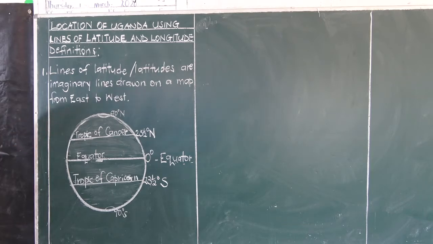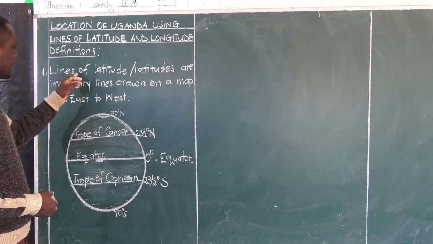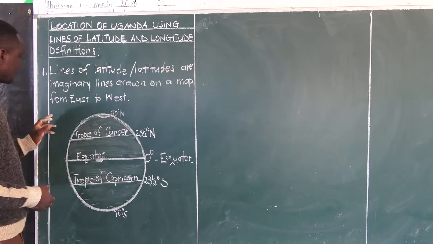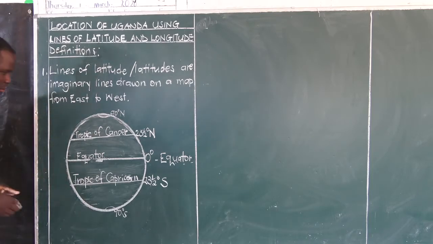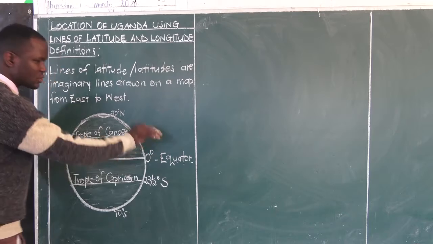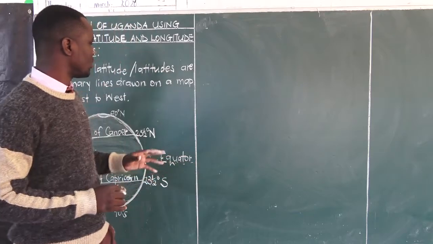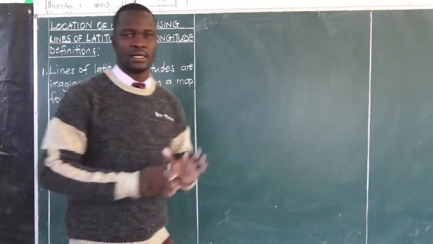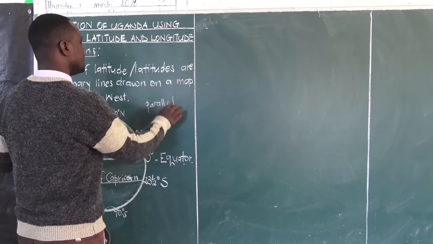So these are the other two important lines that we need to understand when we are looking at the lines of latitude, which sometimes we call parallels. I want you to remember that, because these lines are drawn on a map from east to west. When we look at how they are drawn, we shall find that they are parallel to each other. They do not meet. So for that case, we can also give them another name, parallels. That is another name we give to these lines of latitude.